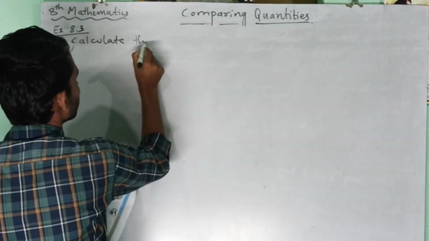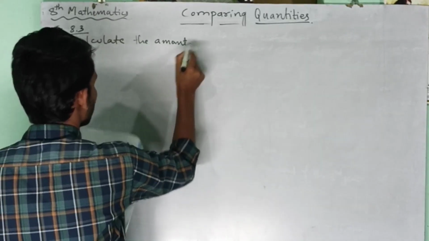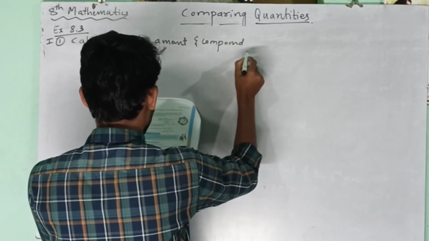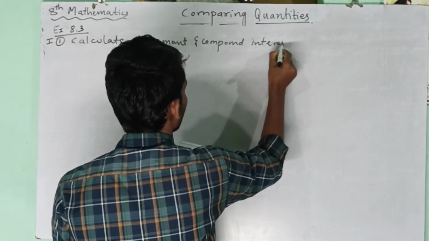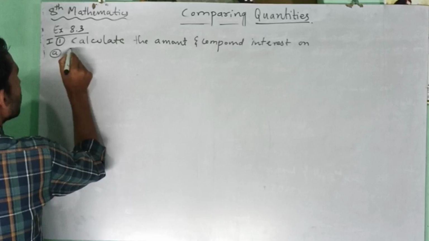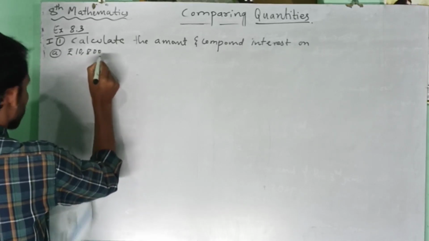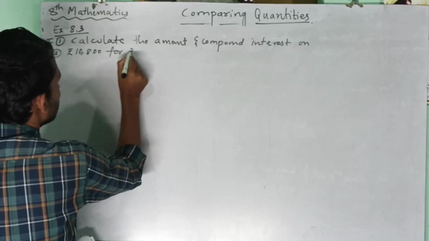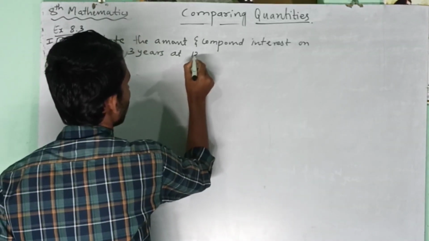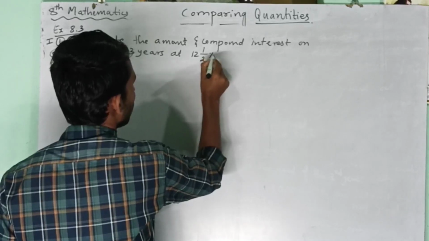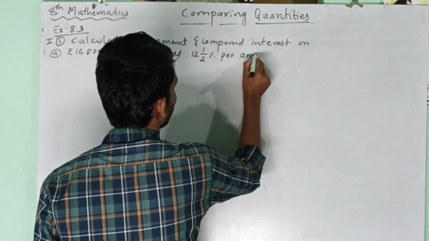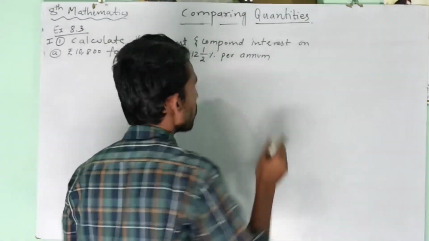the amount and compound interest on $10,800 for 3 years at 12 1/2% per annum, compounded annually.